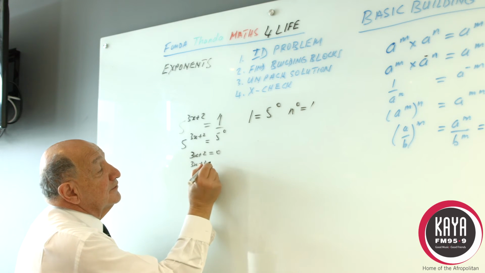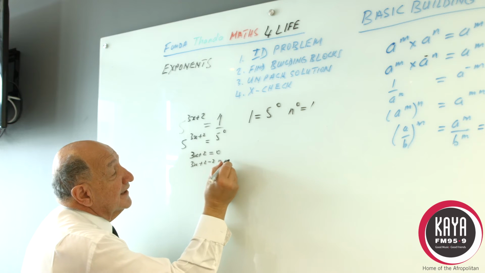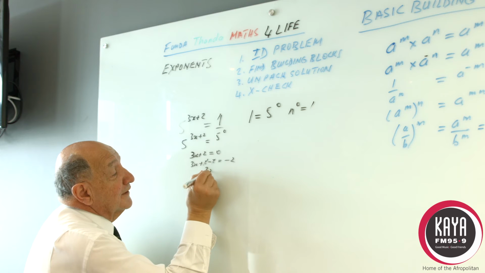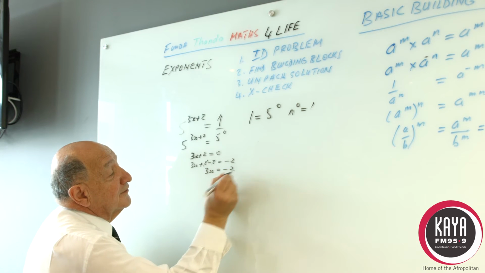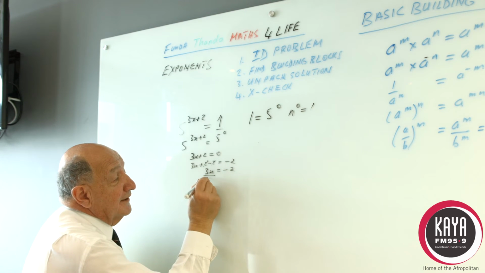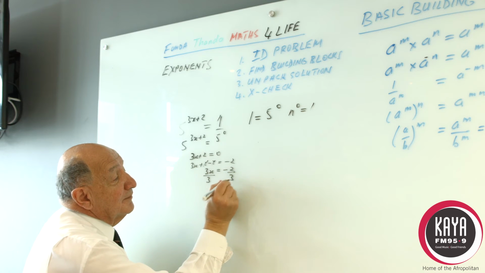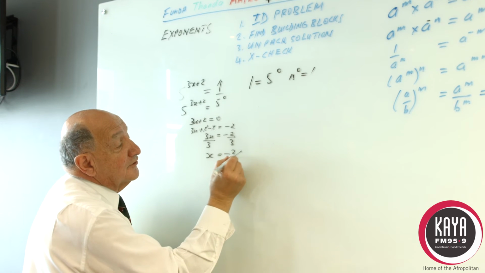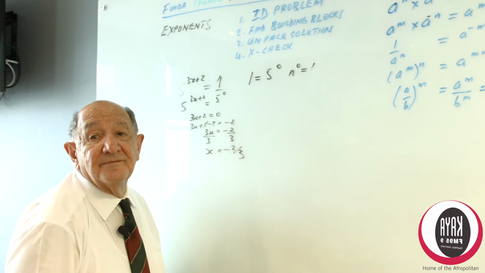3x plus 2 equals 0. We subtract 2 from both sides. So these two cancel, and we are left with 3x is equal to minus 2. So if we divide by 3 and divide there by 3, our answer is x is equal to minus 2 over 3.